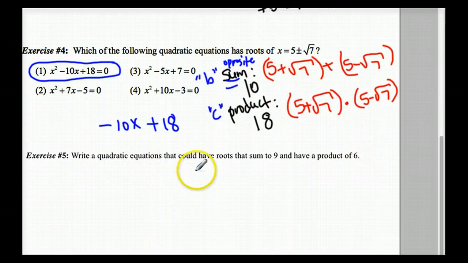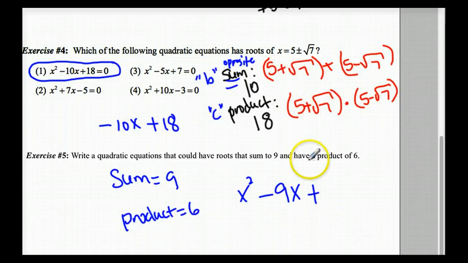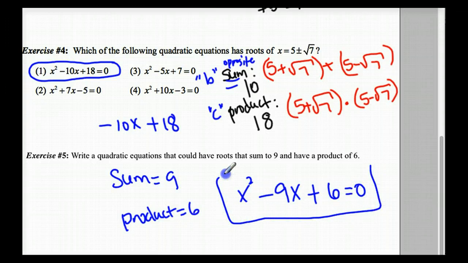Write a quadratic equation that could have roots that sum to 9 and have a product of 6. So sum equals 9, product equals 6. So it's going to be x squared, the opposite of my sum, which is minus 9x, plus 6. That is my c term, because my product represents my c term, equals 0. And this is my quadratic formula.